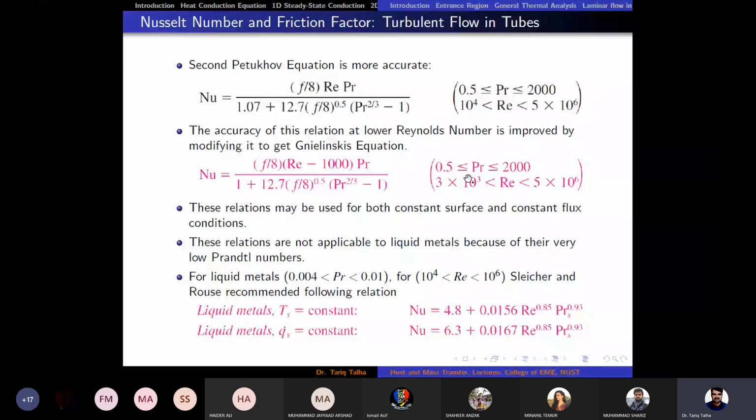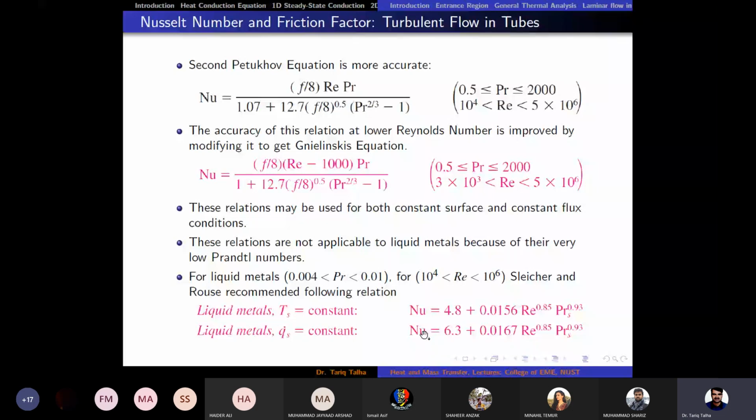Up till here, we haven't discussed the Prandtl number range; it is more than 0.5. So it means that we are talking about gases, normal liquids or heavy oil. For liquid metals, when the Prandtl number is quite less than 0.5, then if we want to calculate the Nusselt number for those liquid metals, we need to use these two relations which are given here for the turbulent flow, right?